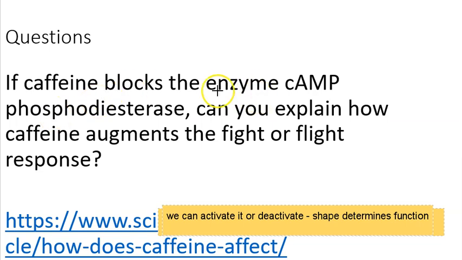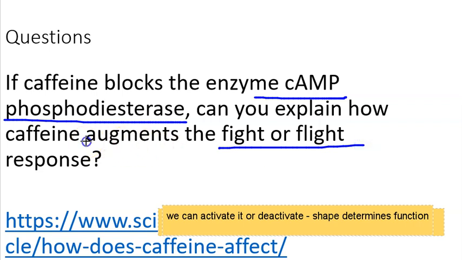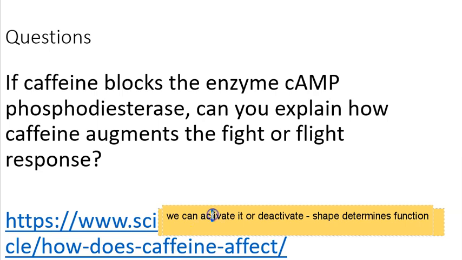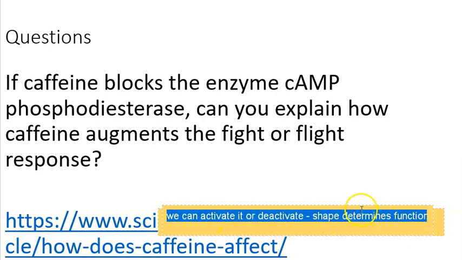Caffeine blocks the enzyme cAMP phosphodiesterase. Can you explain how caffeine augments the fight or flight response? Augments means makes it stronger. Well, I'm going to let you pause it and think about it. So pause. And let's go back up here.